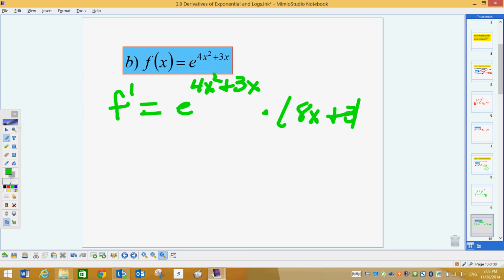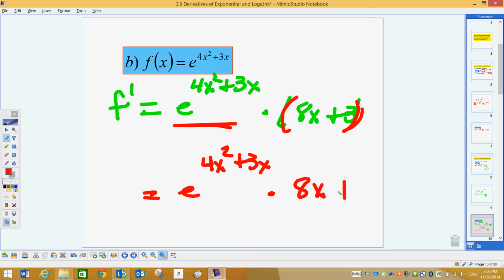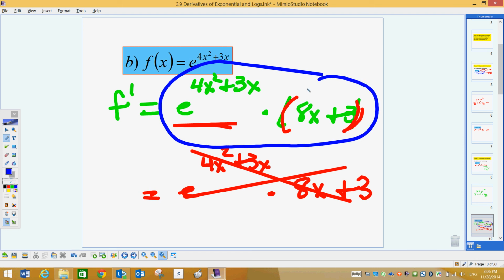Now, some of you may be wondering, why am I using brackets? I'll just highlight the brackets in red here. The reason I put brackets around 8x plus 3 is I want to make sure that the whole function itself is multiplied by 8x plus 3. If we read it without the brackets, then mathematically we're saying that 8x is just being multiplied by our exponential function and we're adding 3 at the end. So this is incorrect. Our final answer for this particular question is going to be this one right up here.